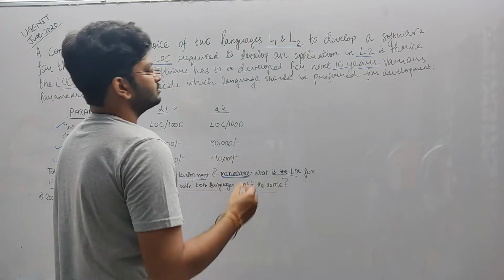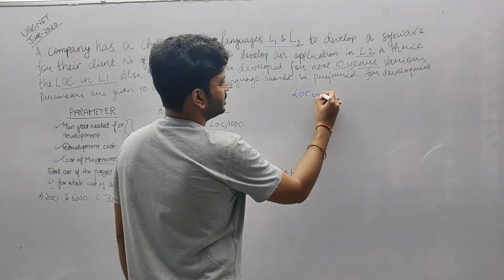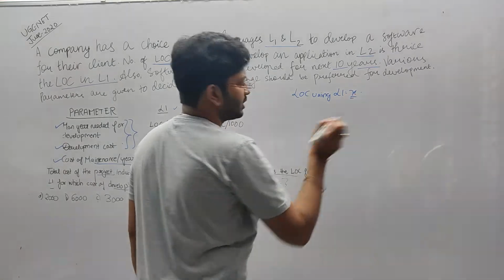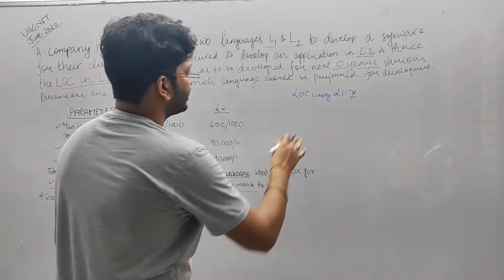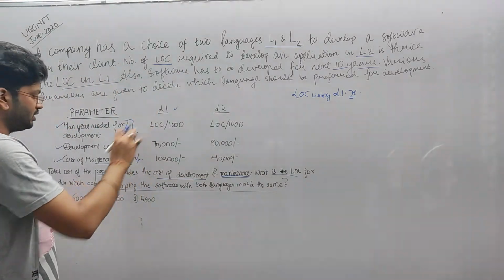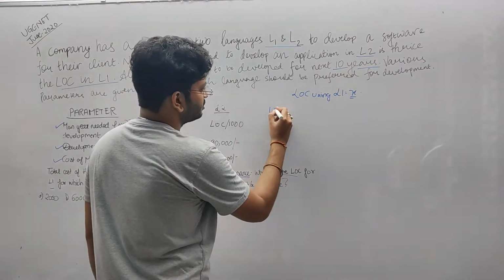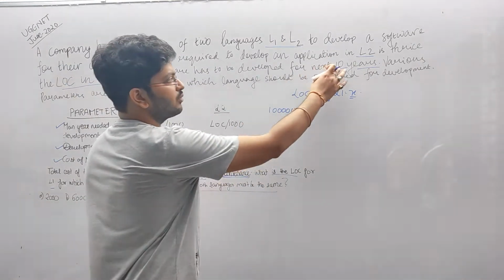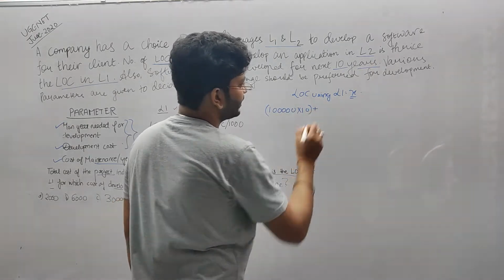Now let us assume the lines of code using L1 is X. Now I am considering the cost of development of L1. So what is the cost of development? The total cost of development and maintenance. For L1 the maintenance per year is 1 lakh rupees. So I am writing the maintenance 1 lakh rupees, it is per year, and I have to develop it for 10 years. So 10. This part completes my maintenance cost.